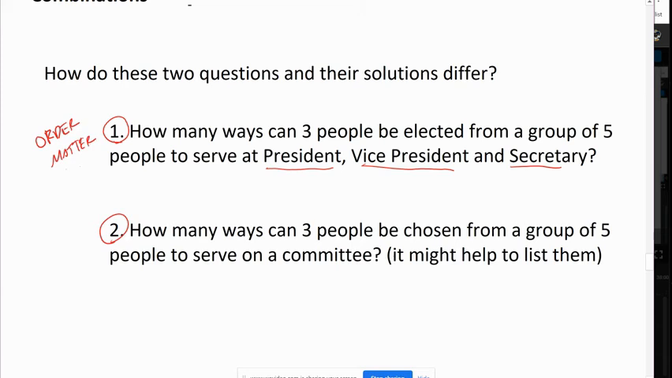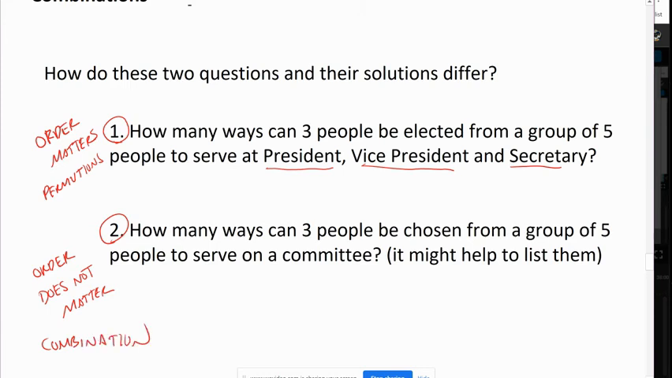And when the order matters, we do a permutation, because that's what a permutation is. It's the number of different ways to rearrange the order. When the order doesn't matter what order we pick these 3 people, order does not matter. We call that a combination. It's just a combination of people. The order doesn't matter. So that's called a combination.